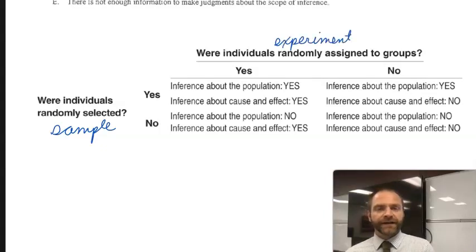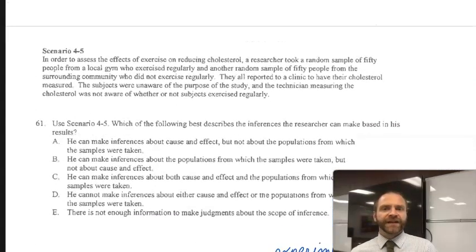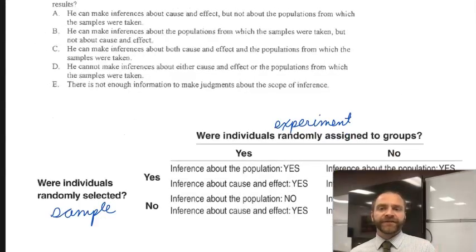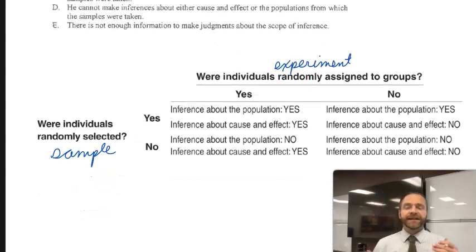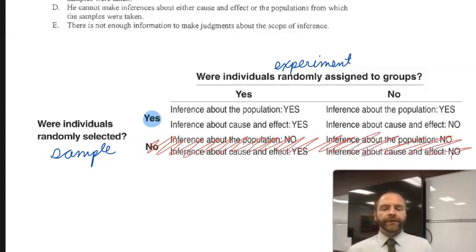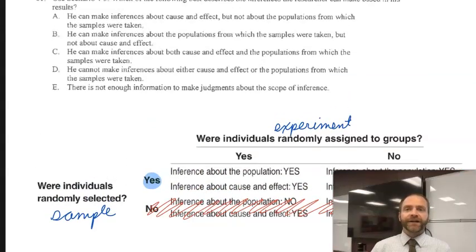If I go back to the prompt, it says, sorry, a random sample of 50. So I have a random sample of 50. Were they randomly selected? Yes, they were. So that means I do not need to look at anything down here. They were randomly selected, so I know I can make inference on the population. That's good news. I need to make sure I read my prompt and ask, who is the population that I'm dealing with?